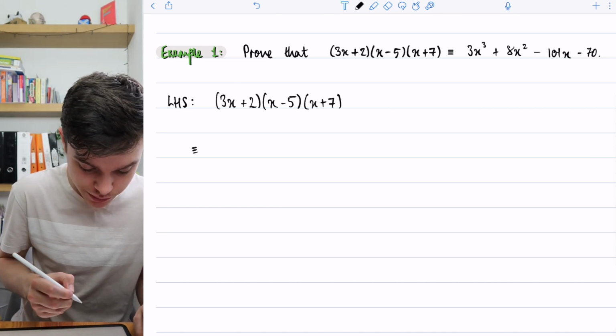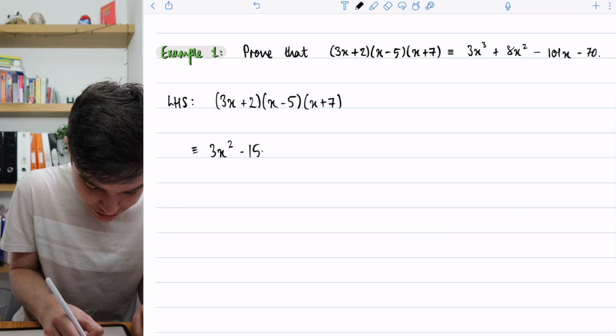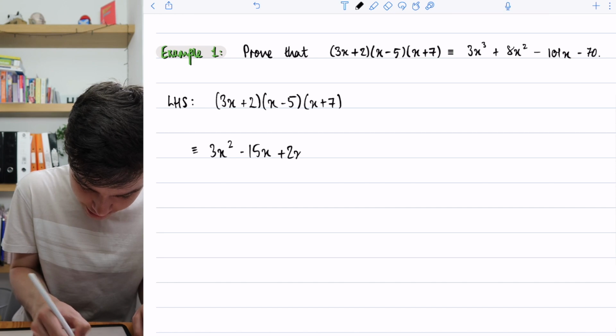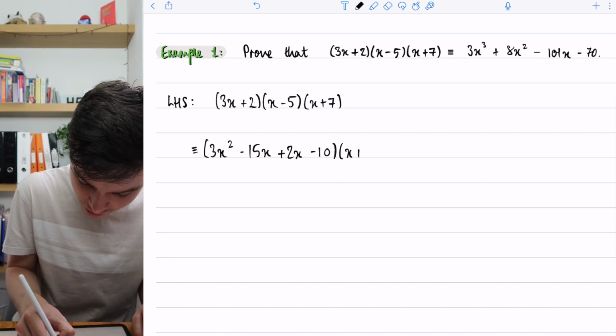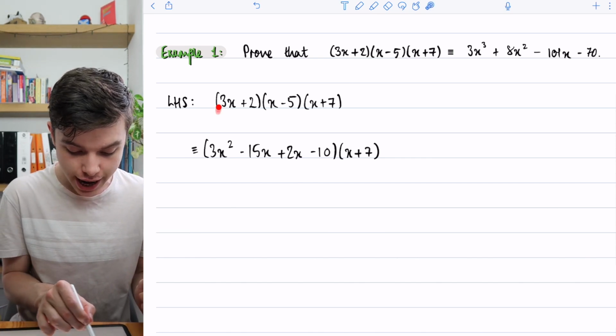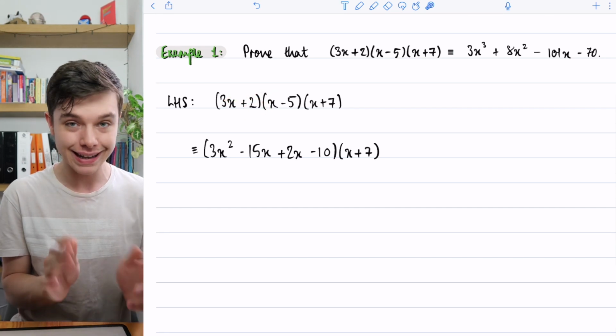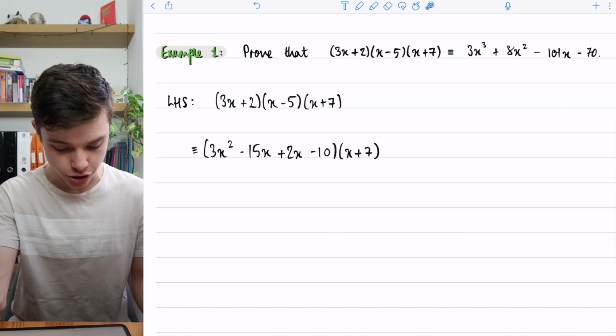So the first two brackets, when we expand them, we'll get 3x squared minus 15x plus 2x minus 10. And it's always important just to double check that that is correct. So double checking that, make sure you do your expanding in full. Don't try and simplify in your head, because that's where mistakes start to show.